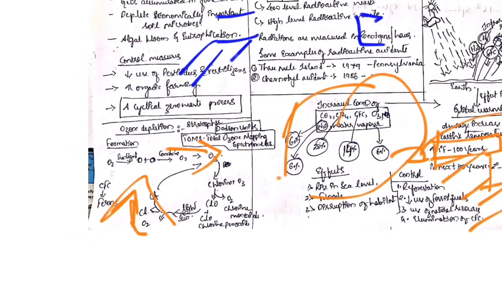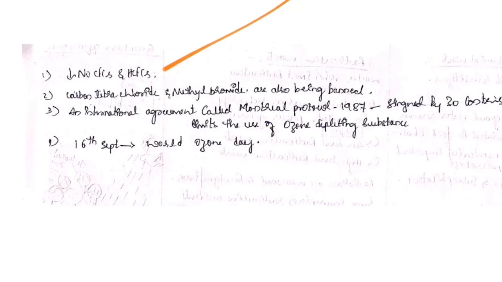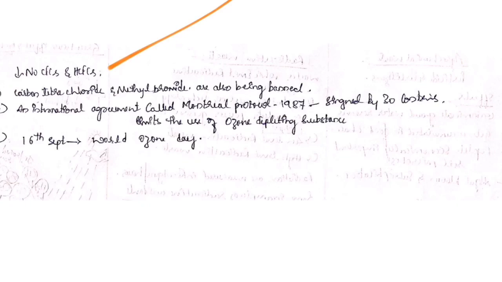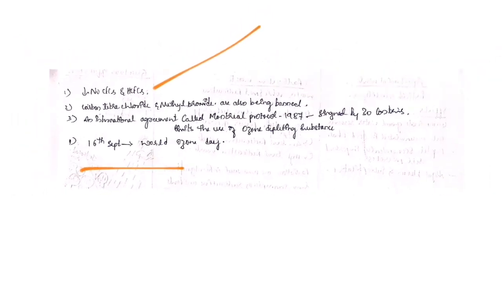So there are some control measures. Reduce the usage of CFCs and HCFCs, that is chlorofluorocarbons and hydrochlorofluorocarbons. And next, reduce the usage of carbon tetrachloride and methyl bromide. In the year 1987, an international agreement known as the Montreal Protocol was signed by 30 countries. They promised that they would limit the usage of ozone depleting substances. And 16th September is celebrated as World Ozone Day.